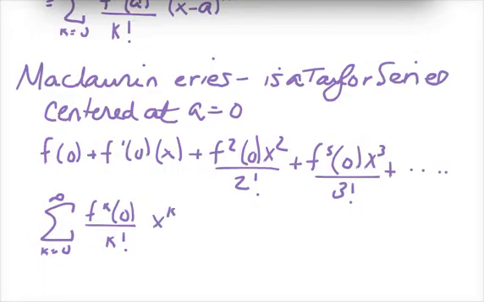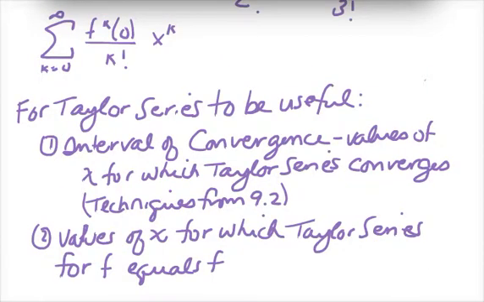So now we have a formal definition for a Taylor series and a Maclaurin series. For Taylor series to be useful, a couple things you need to know about them. There are 2 points of interest for Taylor series. The first is what we've been working with, the interval of convergence. And that's really, just like the interval of convergence for the power series, it's the values of x for which the Taylor series converges. And the techniques from 9.2 is what we're going to drop back to for that.